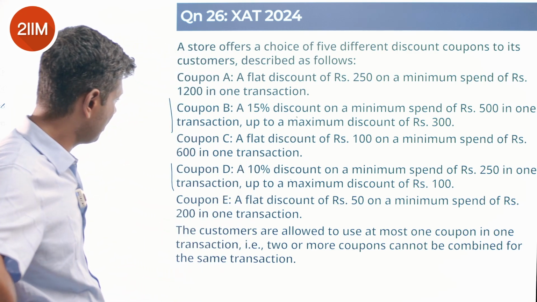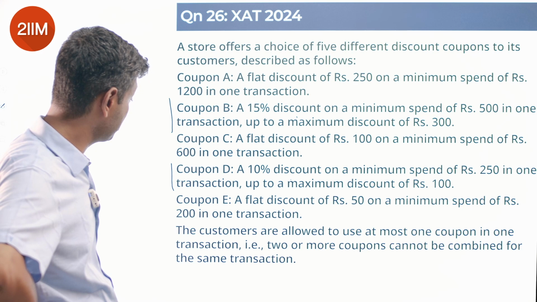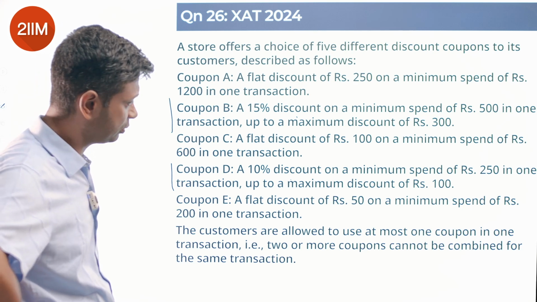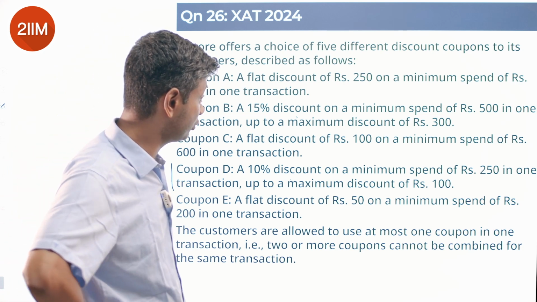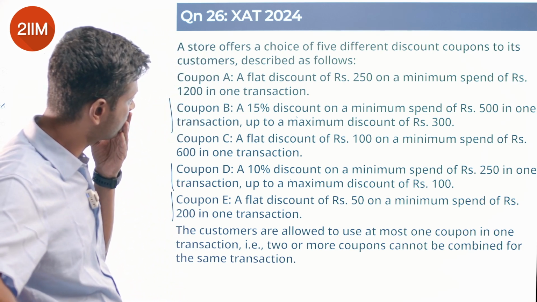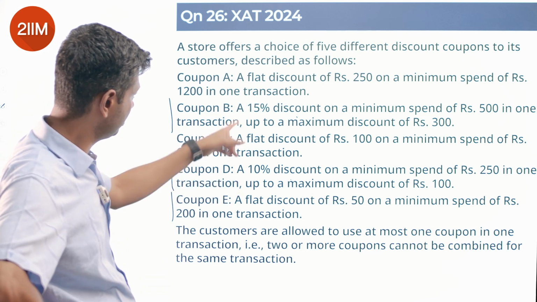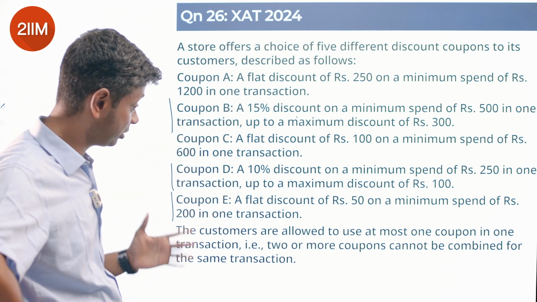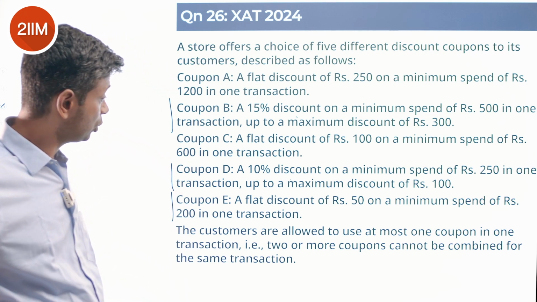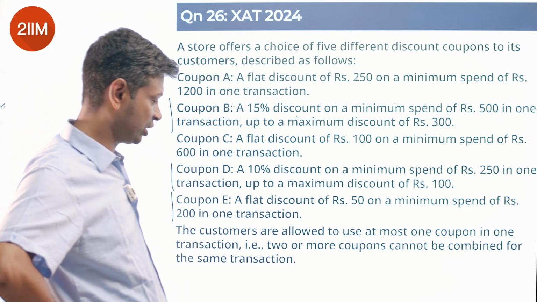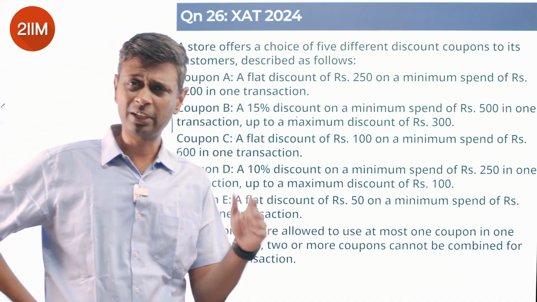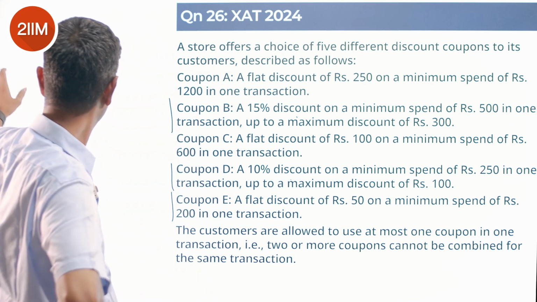Right. A flat discount of 50 on a minimum spend of 200 in one transaction. 50 on a minimum spend of 200. So if you're spending 200 bucks, this is very good. 25% off. A lot of money, a big percentage. I'm interested in this. This is 10%, this is 15%, but this is 25%. Nice. If you're spending exactly 200. The customers are allowed to use at most 1 coupon in one transaction. 2 or more coupons cannot be combined for the same transaction. That's understandable, typical rules.